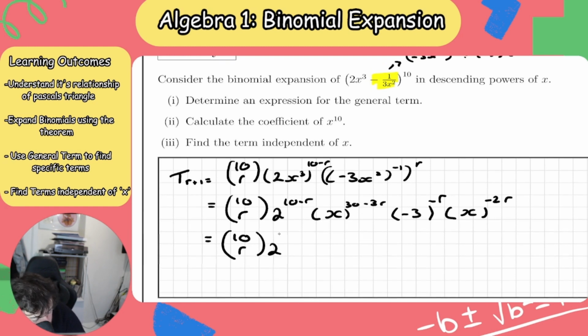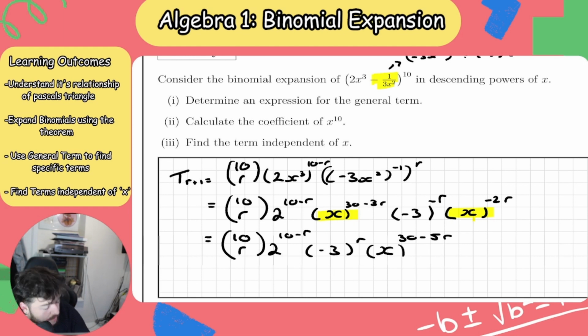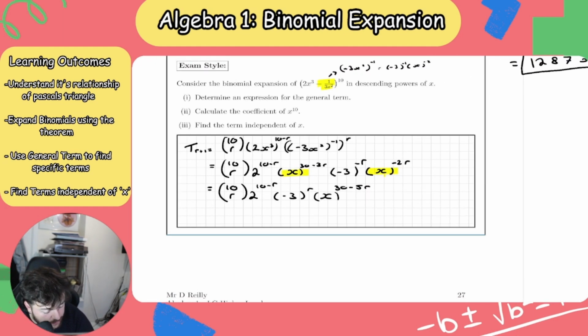is equal to 2 to the power of 10 minus r, minus 3 to the power of r. And if I gather my x terms here, remember, if I multiply two things with the same base, add the powers. So that's going to be x to the power of 30 minus 5r, because minus 3r plus minus 2r is minus 5r, and that is my general term.